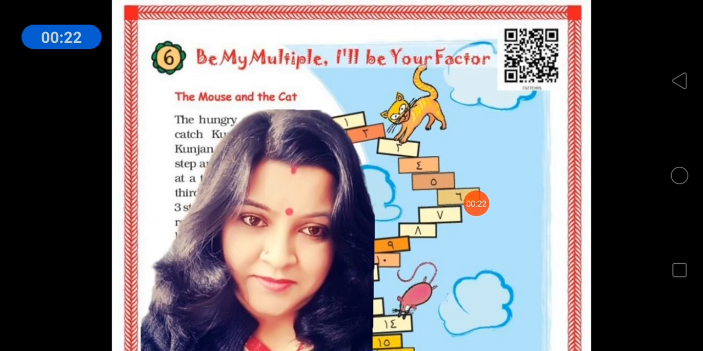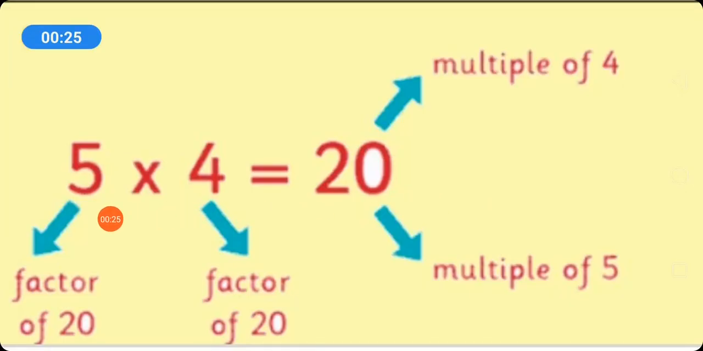For example, 5 multiplied by 4 is equal to 20. So, 20 is the multiple of 4 as well as multiple of 5, and 5 and 4 are the factors of 20. Why factors of 20? Because if we divide 20 by 4, then there will be no remainder. 4 will divide 20 completely.